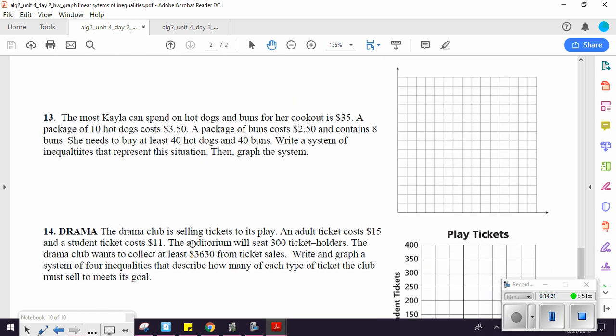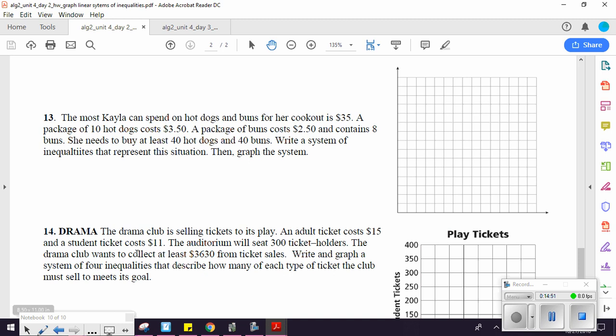Number 13, we have a word problem and we have to write the system and then graph the system. The most Kayla can spend on hot dogs and buns for her cookout is $35. A package of 10 hot dogs costs $3.50. A package of buns costs $2.50 and contains 8 buns. She needs to buy at least 40 hot dogs and 40 buns. Write a system of inequalities that represent this situation, then graph.